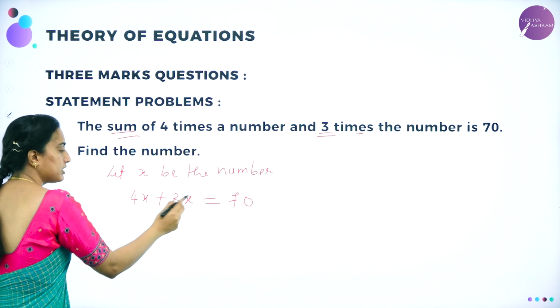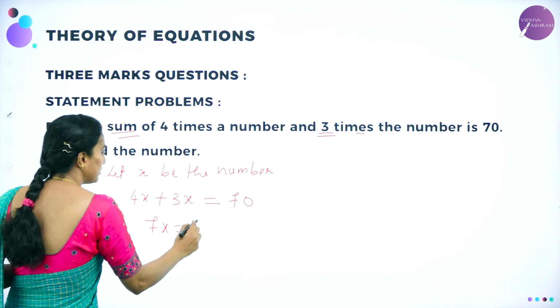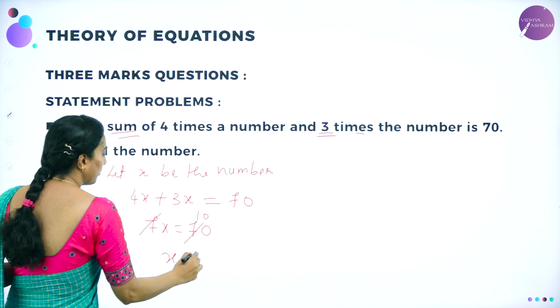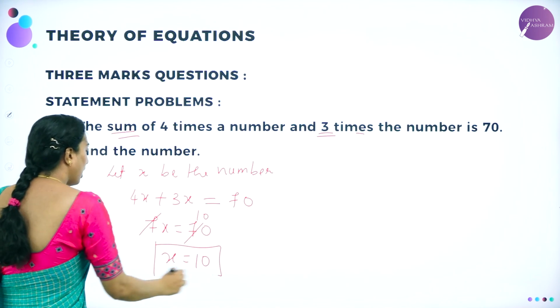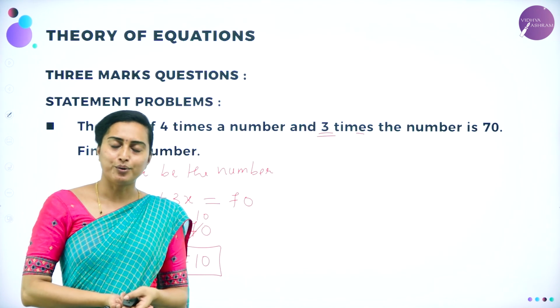So 4x plus 3x is equal to 70, which means 7x is equal to 70. So 7 tens are 70, and x is equal to 10 is the number. How easy it is to solve the problem, dear. I hope you got how to solve this one.